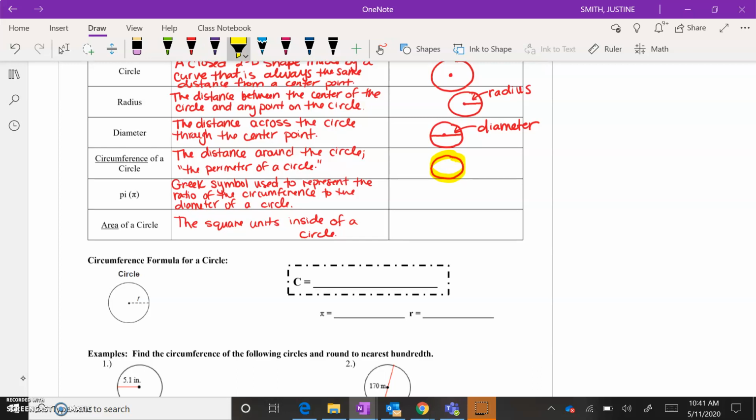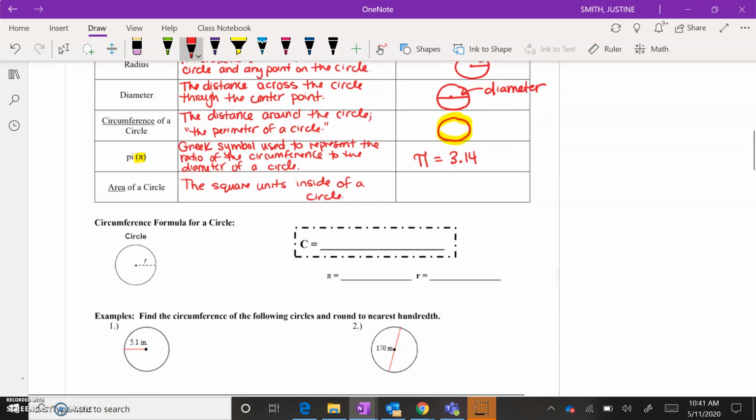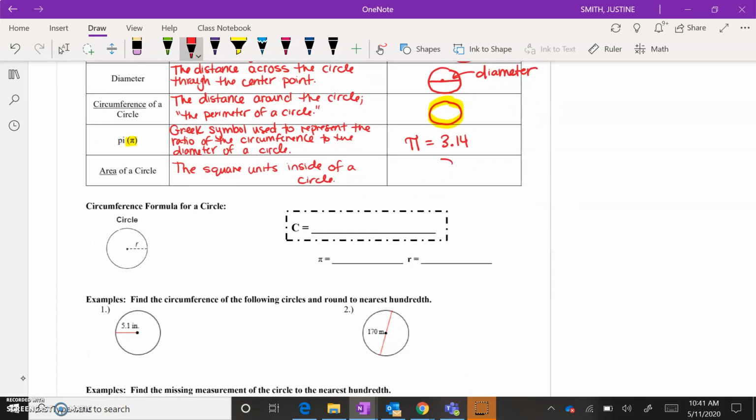And pi, you guys know the symbol here, pi is just the Greek symbol used to represent the ratio of the circumference to the diameter of the circle. And hopefully we know that pi is equal to 3.14, and then it keeps going on, but we're just going to use 3.14. And area of a circle is just the space inside of the circle. So the square units inside of the circle would be the area. Okay, so area is the inside, circumference is the outside, and we use 3.14 for pi.